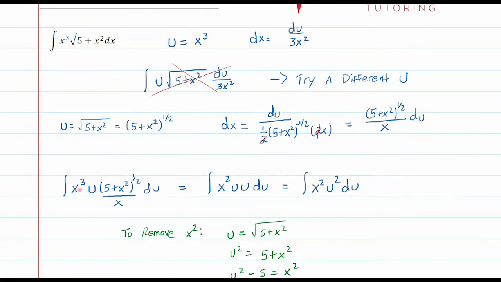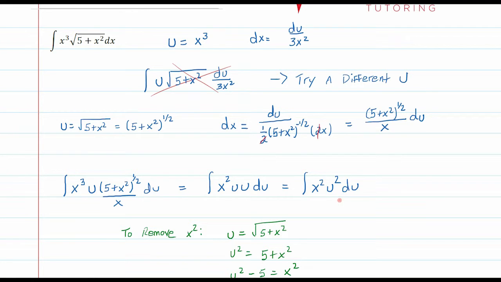X cubed cannot be replaced with u or dx, so we can keep it there. The root 5 plus x squared can be replaced with u, and our dx is replaced with 5 plus x squared to the power of a half over x du. Now we can see one of the x's cancels out here, so we're left with the integral of x squared. And this 5 plus x squared to the power of a half is also equivalent to u, so that's where we get the second u from. So this integral simplifies down to the integral of x squared u squared du.